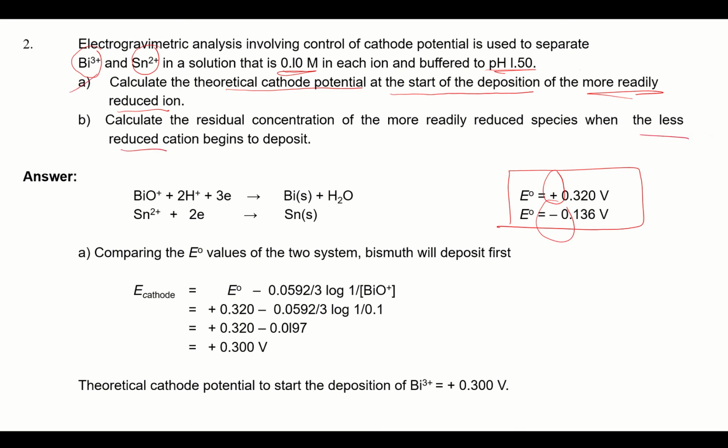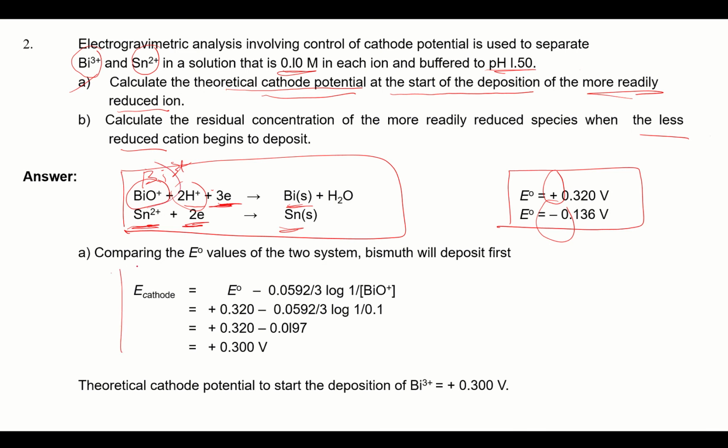We do the first one, A. So this is given. This represents bismuth 3+ in the form of this cation. It will reduce in acid to bismuth metal, and also stannum 2+ will reduce, accepting 2 electrons to form tin or stannum metal. So question A is: calculate the theoretical cathode potential at the start of deposition of the more readily reduced ion. First, identify the more readily reduced ion, which is bismuth 3+.